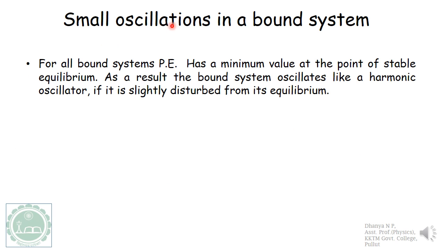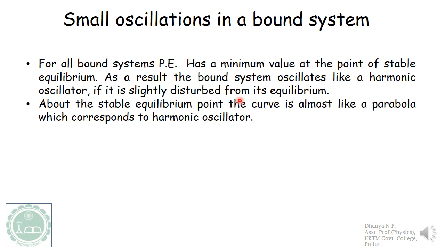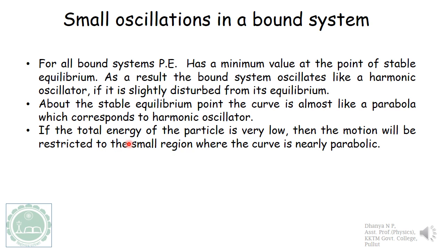Then next is small oscillations in a bound system. For all bound systems, potential energy has a minimum value at the point of stable equilibrium. As a result, the bound system oscillates like a harmonic oscillator if it is slightly disturbed from its equilibrium. About the stable equilibrium point, the curve is almost like a parabola, which corresponds to a harmonic oscillator. If the total energy of the particle is very low, then the motion will be restricted to the small region where the curve is nearly parabolic.